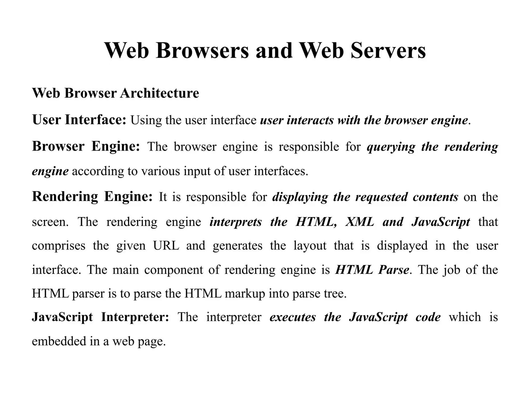The user interface is where the user interacts with the browser engine. The browser engine is querying the rendering engine. The rendering engine is displaying the requested content and interpreting the HTML, XML and JavaScript. The main component of the rendering engine is the HTML parser. The JavaScript interpreter executes the JavaScript code.